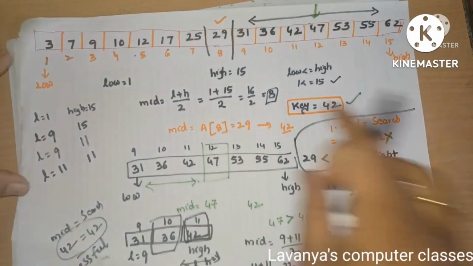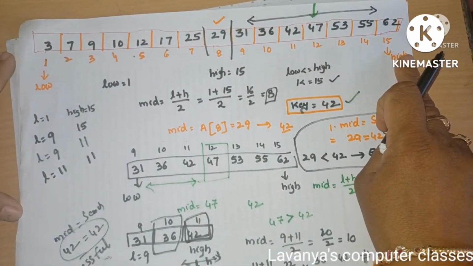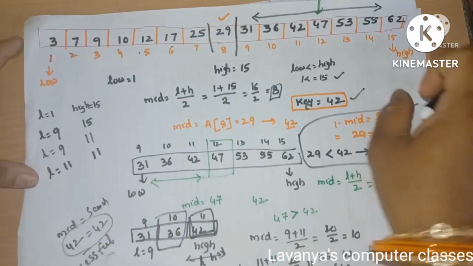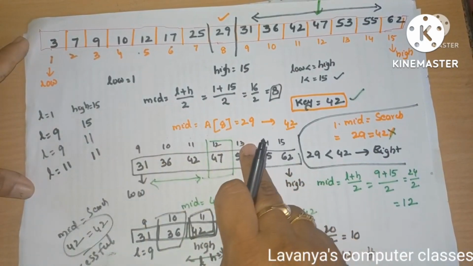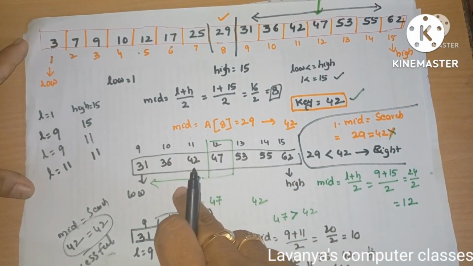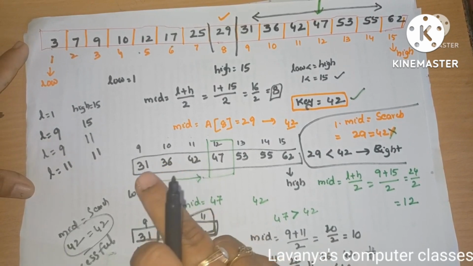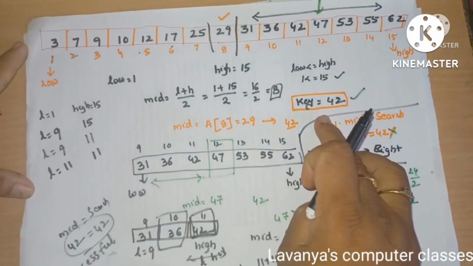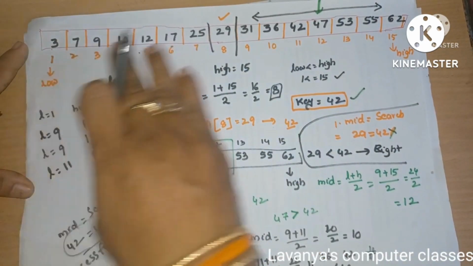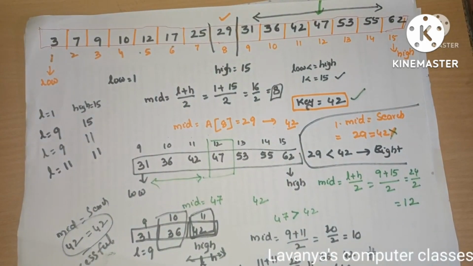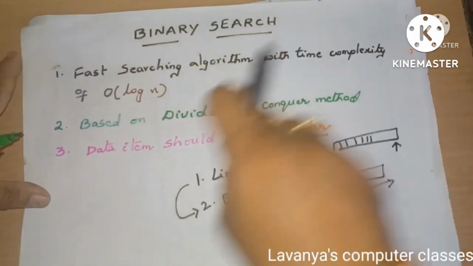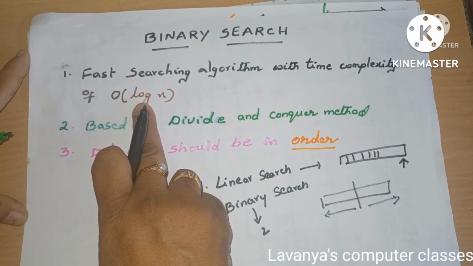Binary search. See here, 15 values are there, but within 4 iterations only, 1, 2, 3, 4, we get that successful search. This is the main advantage of binary search. Binary means dividing the given elements into 2 parts, depending upon the middle value. Either we go for the left hand side or the right hand side. This is how we can do the binary search algorithm. What is the complexity of the binary search algorithm? That is O of log n. How can you calculate it? I will explain in the next video.